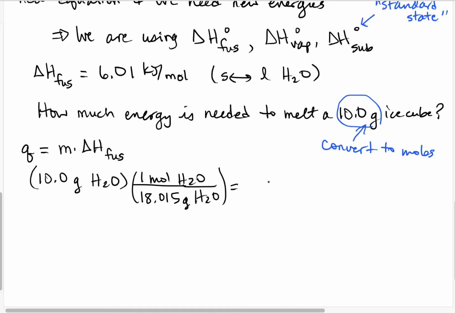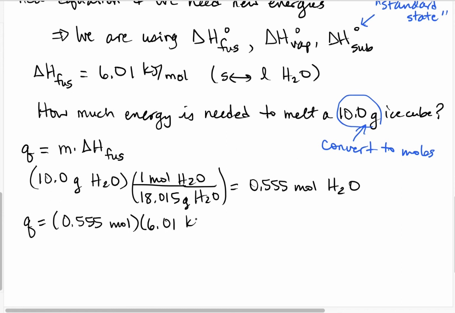So that means I have a little over a half a mole, 0.555 moles of water. So my quantity then is that 0.555 moles multiplied by 6.01 kilojoules per mole. When I multiply these together, I'll get 3.34 kilojoules.